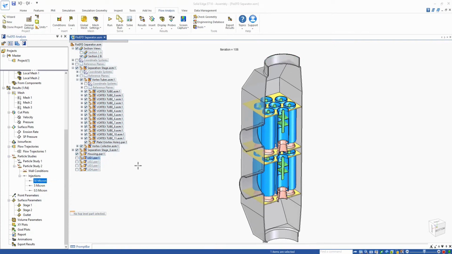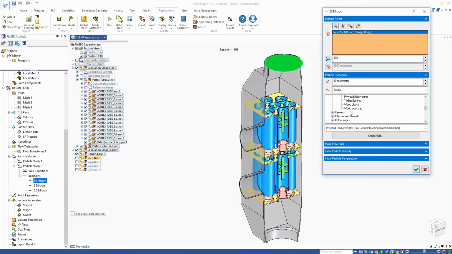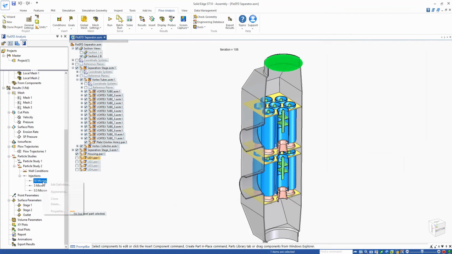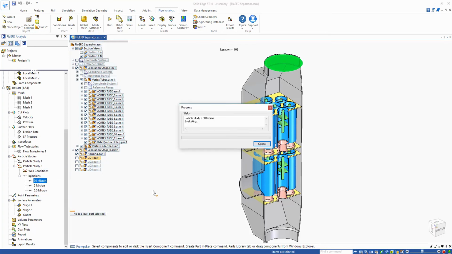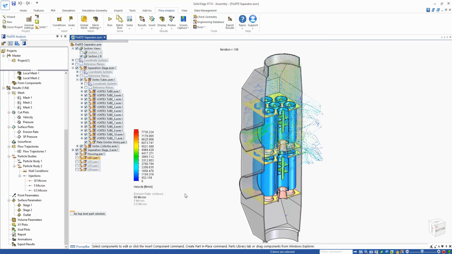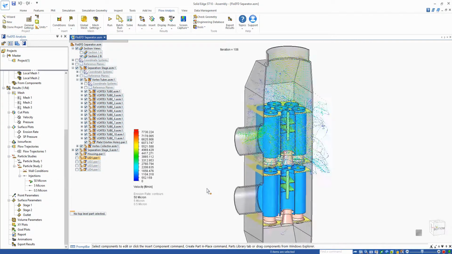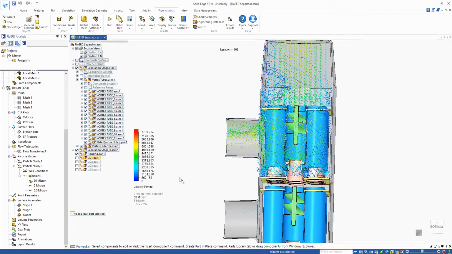If I just edit this, you can see that this is going to be a 50 micron injection, 100 injections, and I've got a plywood material on here at 50 micrometers, and we want to understand what the flow looks like. So let's activate this, and if we show that now, we can see the particles coming in to our model. This is colored by velocity.